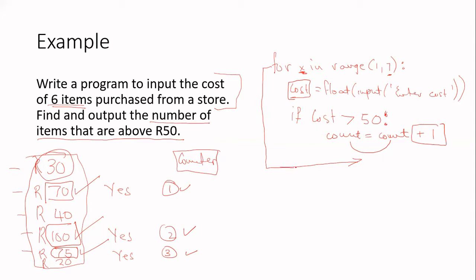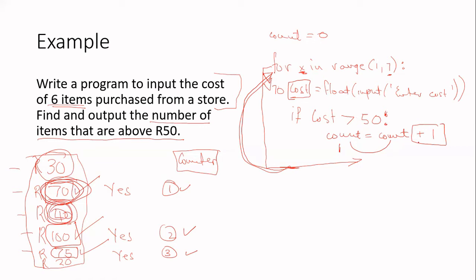I come out and I repeat and I go back up and x becomes 2. I get the second cost. Let's assume the second cost is 70. Is 70 greater than 50? That's true. Because it's true, count equals count, remember that's an accumulator, so you need to set count to 0 the first time around. So 0 plus 1, count now has the value 1. Go back up, x equals 3. Get the third cost. The third cost is 40. Is 40 greater than 50?